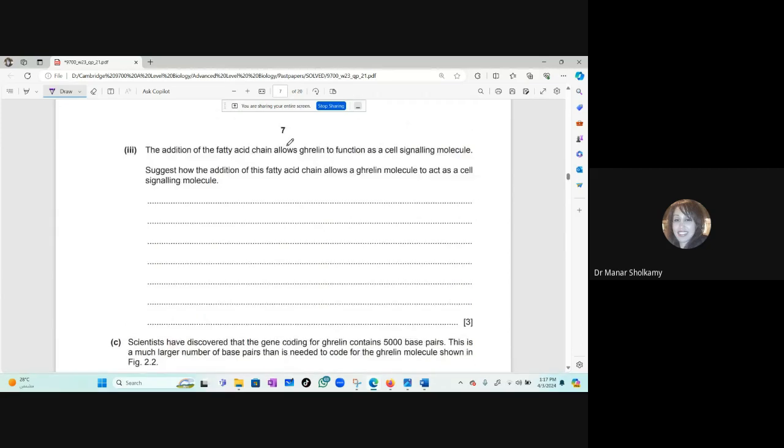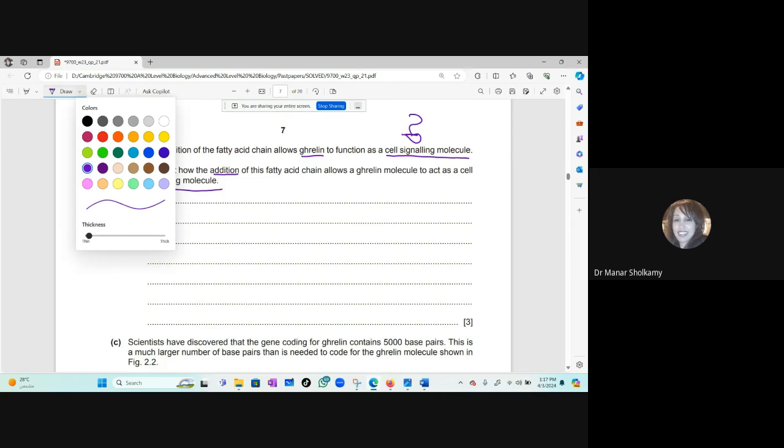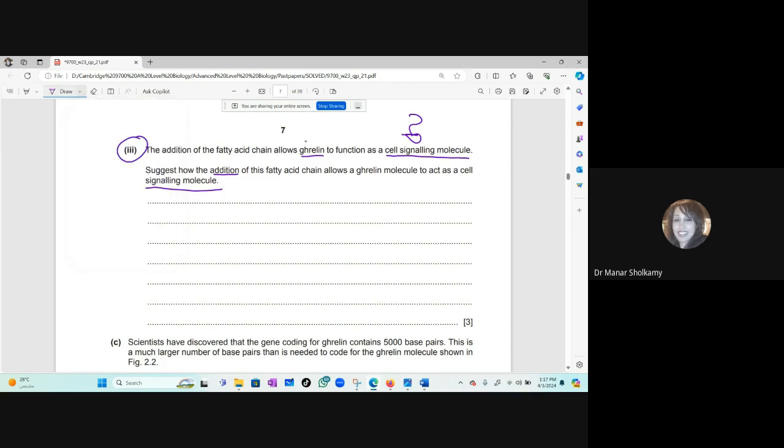The addition of the fatty acid chain allows the ghrelin to function as a cell signaling molecule. State how the addition of this fatty acid allows a ghrelin molecule to act as a cell signaling molecule. Adham, can you remind me what is a cell signaling molecule? A molecule which has receptors. It binds to receptors, you mean? Yes. So when we added this fatty acid to the ghrelin, it became a cell signaling molecule. How can it act as a cell signaling molecule? How can it bind to a receptor?